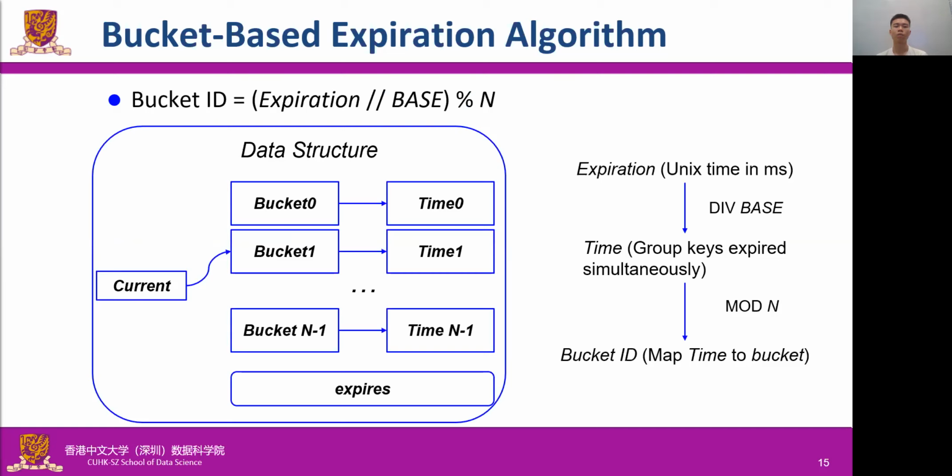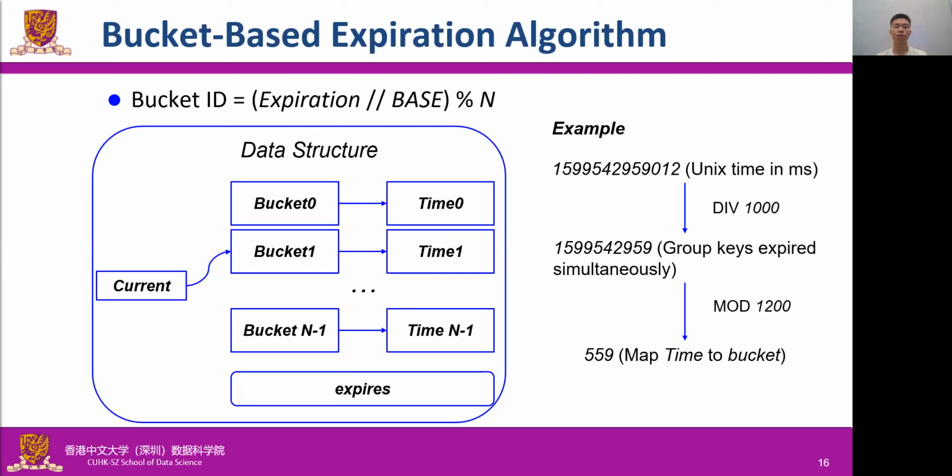Each expiration time will be mapped to a bucket. The bucket ID is calculated by first dividing the expiration in milliseconds by a base, then taking the modulo of the quotient with the number of buckets n. For example, we have a Unix time in milliseconds here. We first divide it by 1000, a kind of discretization, to get the Unix time in seconds. Then we take it modulo 1200. Finally, we have 559 as its bucket ID.